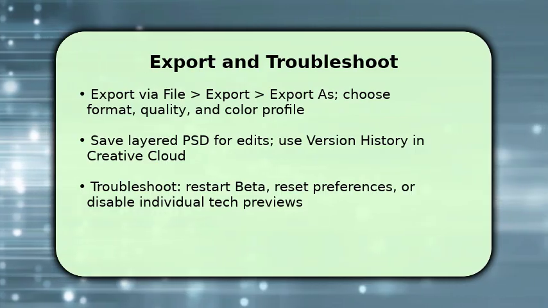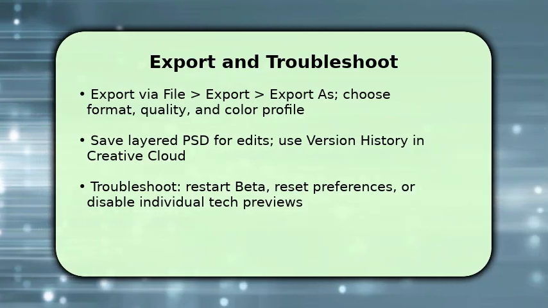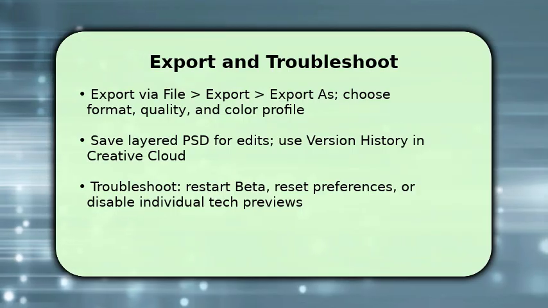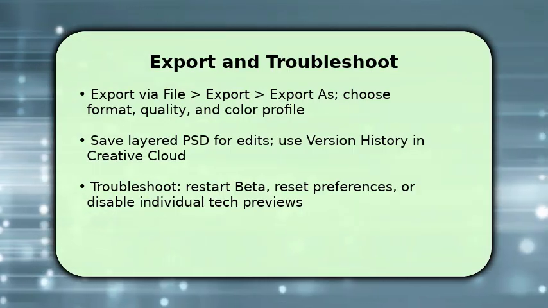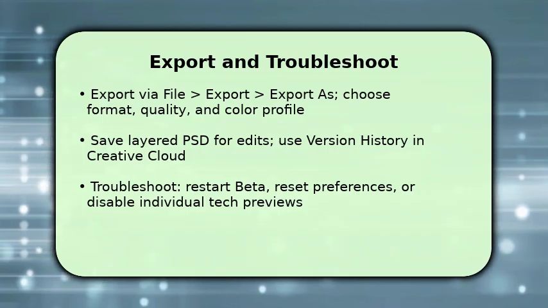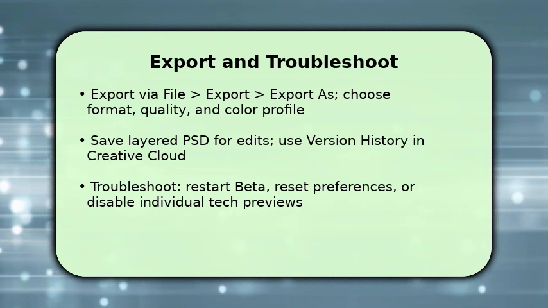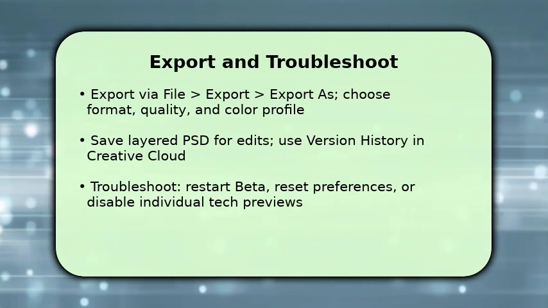If something breaks, crashes, strange artifacts, or disabled tools, restart Photoshop Beta first, then reset Preferences, or toggle off specific technology previews to isolate the cause. If persistent, duplicate the file and remove recent AI layers to recover progress.